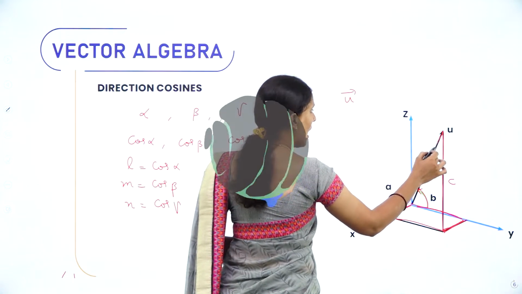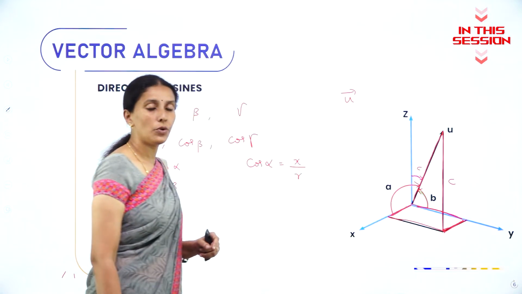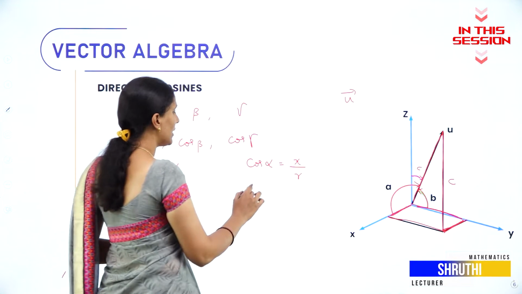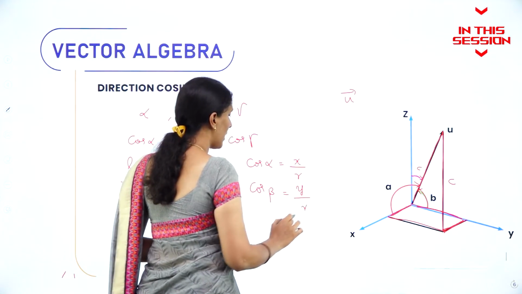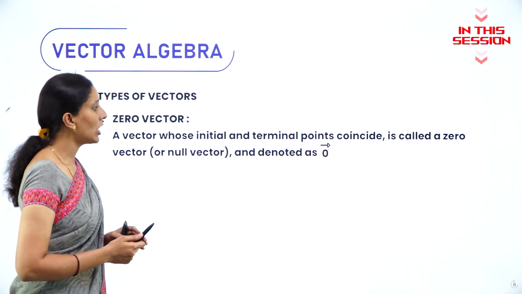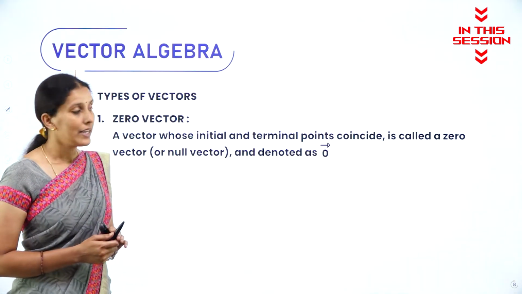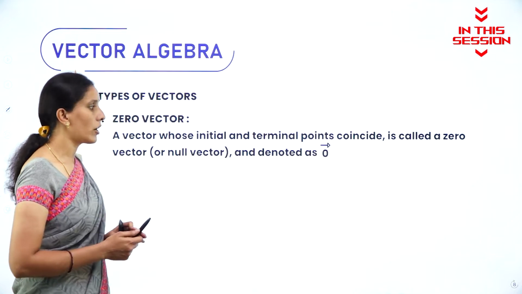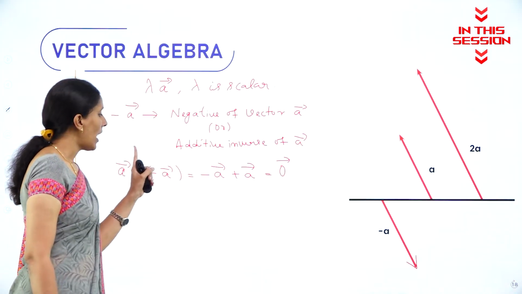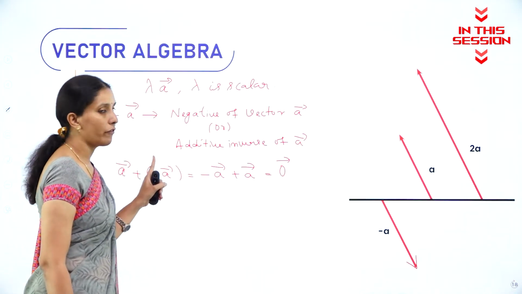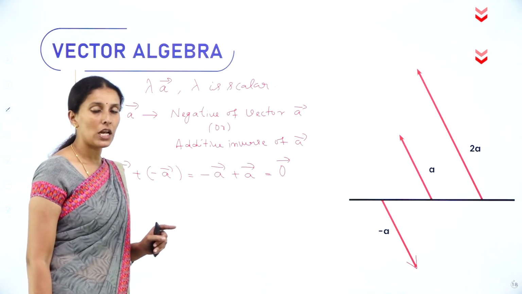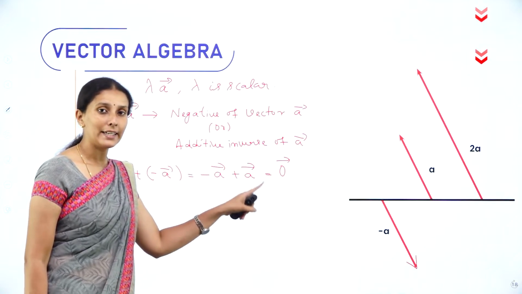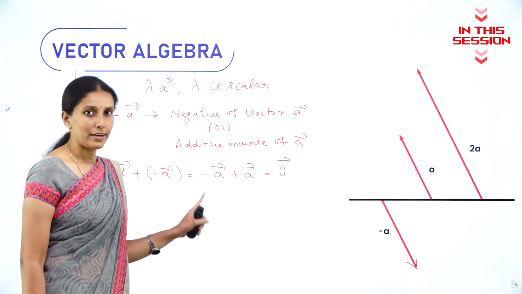This R represents the magnitude of the given vector, and cos beta we will get as y divided by r. A vector whose initial and terminal point coincide is called a zero vector or null vector. The vector and its negative, vector A, then the resultant is always vector 0, which is a null vector or the identity to the vector addition.